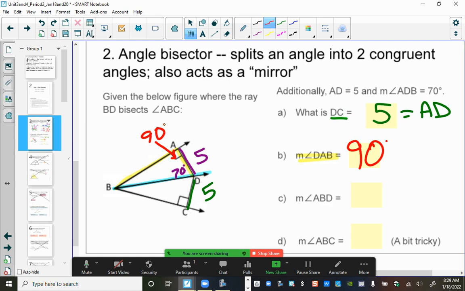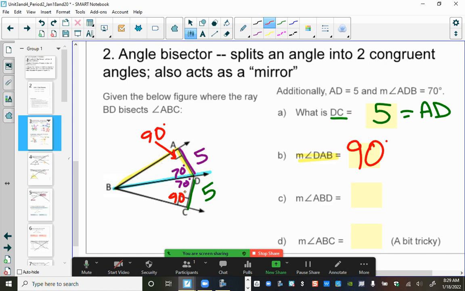And then guess what? We also know, even though you weren't required to do this, since here's your mirror, this angle's also 70. This angle's also 90. Well, that's going to help us determine the last little bit.